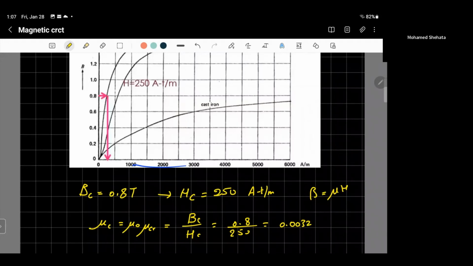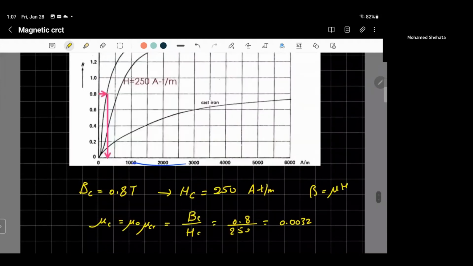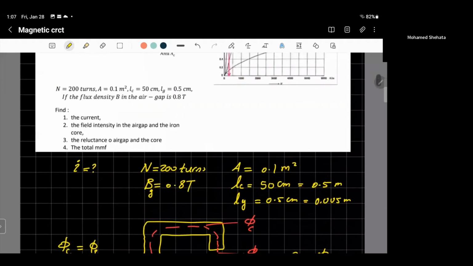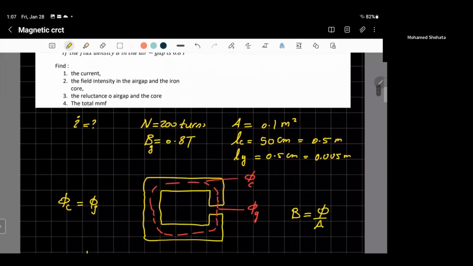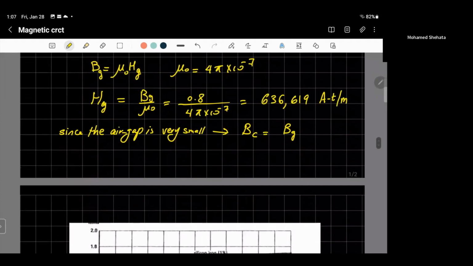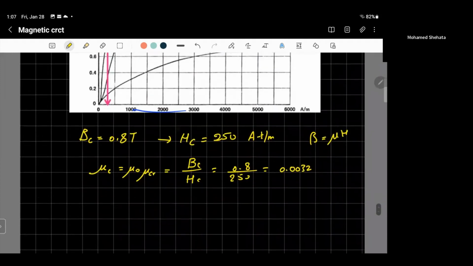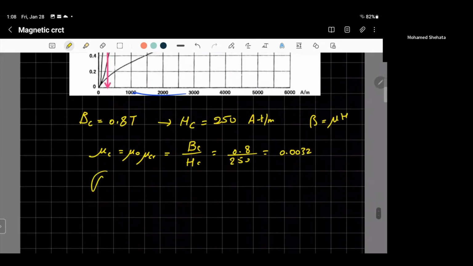What I'm concerned with is H. I got H. Let's look at the problem here. Till now, I didn't get the current, but I got many things that will help me in the end. I got the B's, I got the H's. Now let's find the reluctance. How do you calculate the reluctance in general? It's L over mu A.